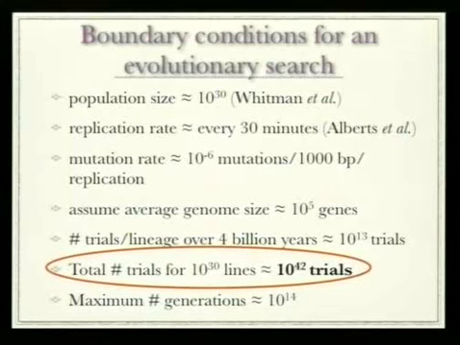trials. In other words, if you're going to appeal to natural processes to generate life and produce the full diversity that we witness today, including all those life forms that have gone extinct, you must be able to do it in 10 to the 42 trials or less. That's what we have. That's the boundary conditions for the problem.